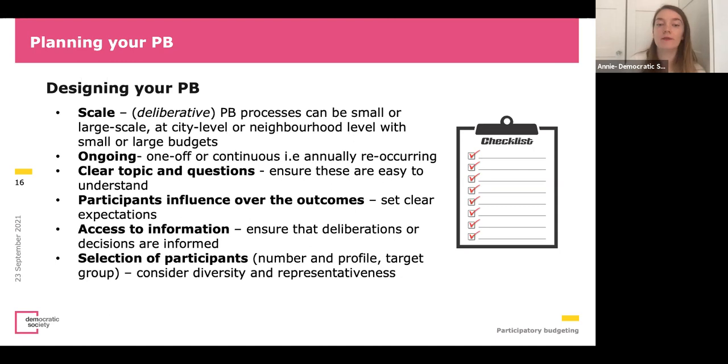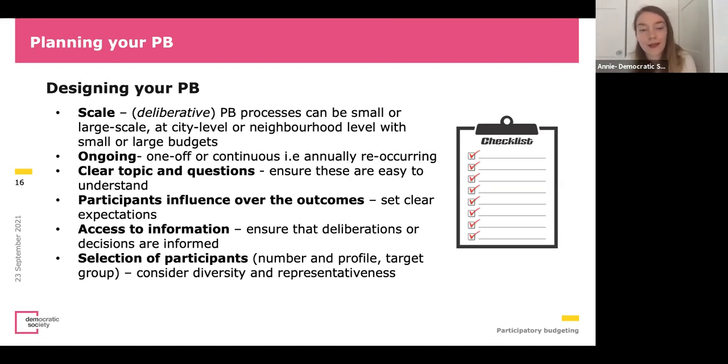And then access to information, so ensuring that deliberations or decisions are informed. So that might be through things like experts coming in and giving some presentations, or providing some information about a certain topic and explaining a little bit about what's been going on with that. Making that very clear to people as well before they propose ideas on the topic. You can inform them a little bit about why you're asking them to provide ideas and talk about it.